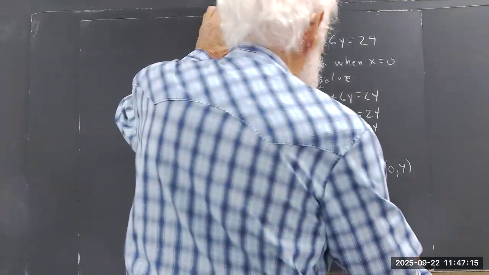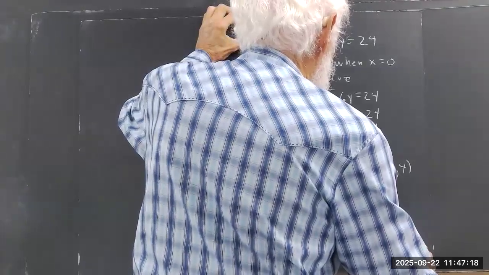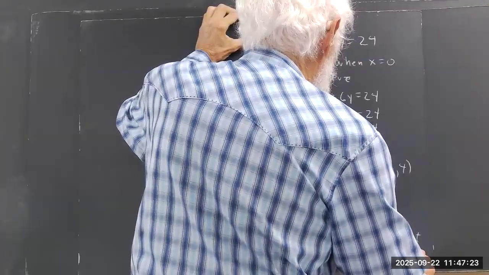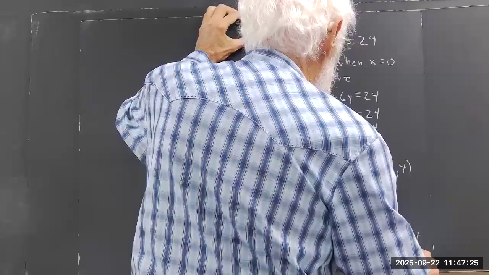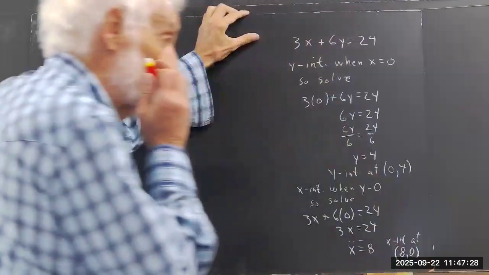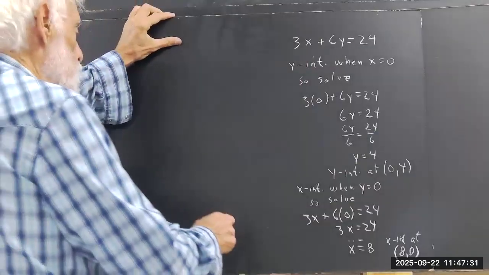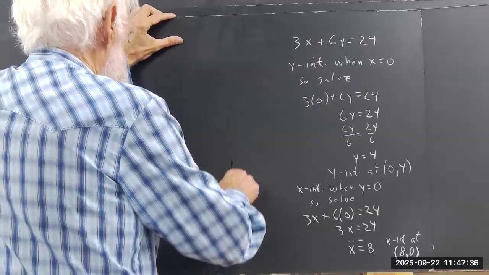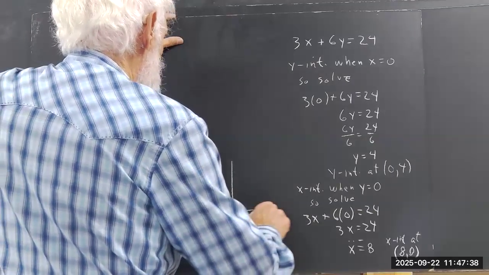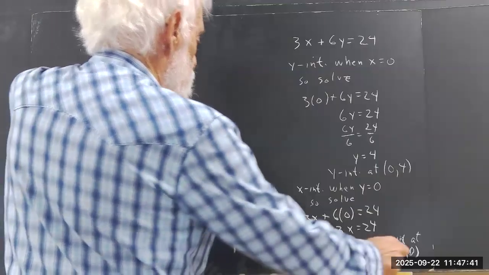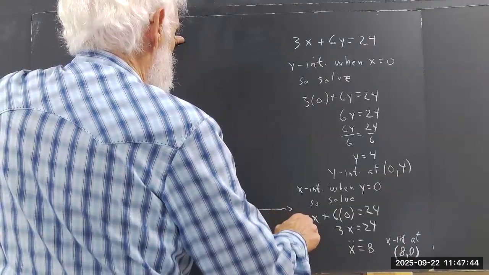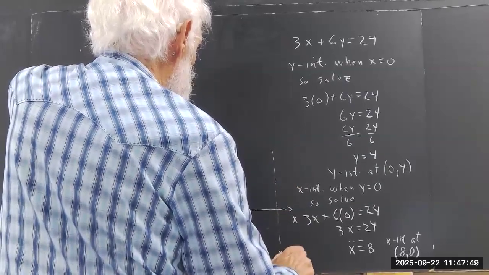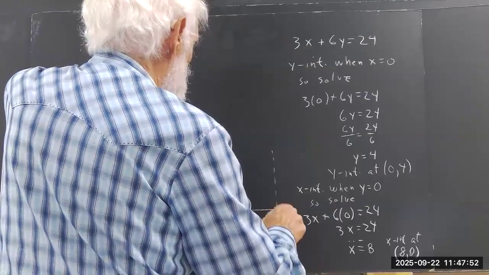So the x-intercept is at the point where x is 8 and y is 0. Now we can draw the graph. Okay. First of all, 8, 0. X has to be 8. I'll draw the line x equals 8 here and put a point here.